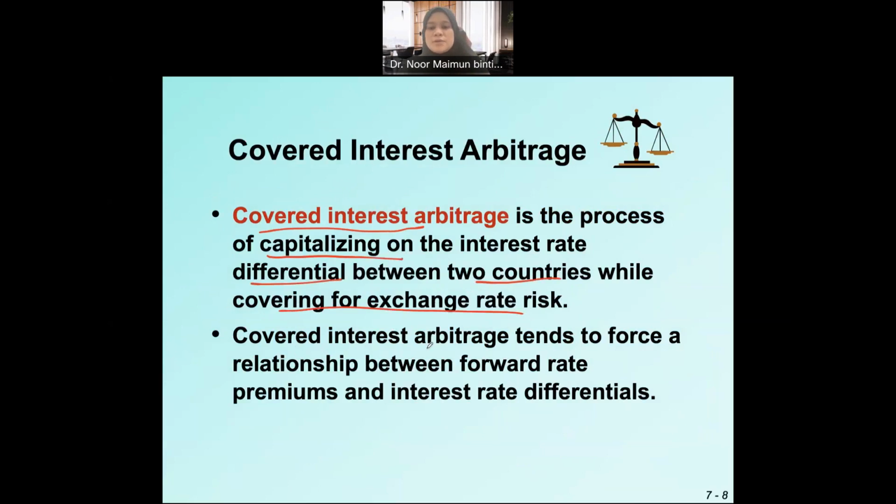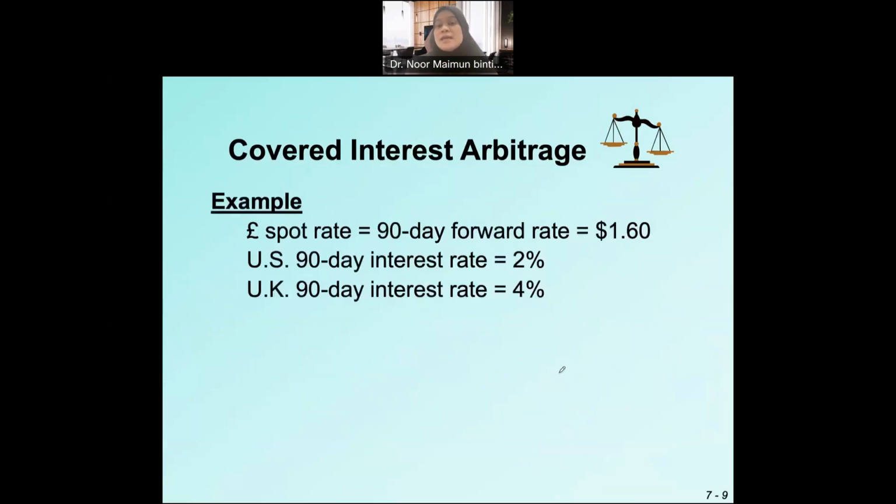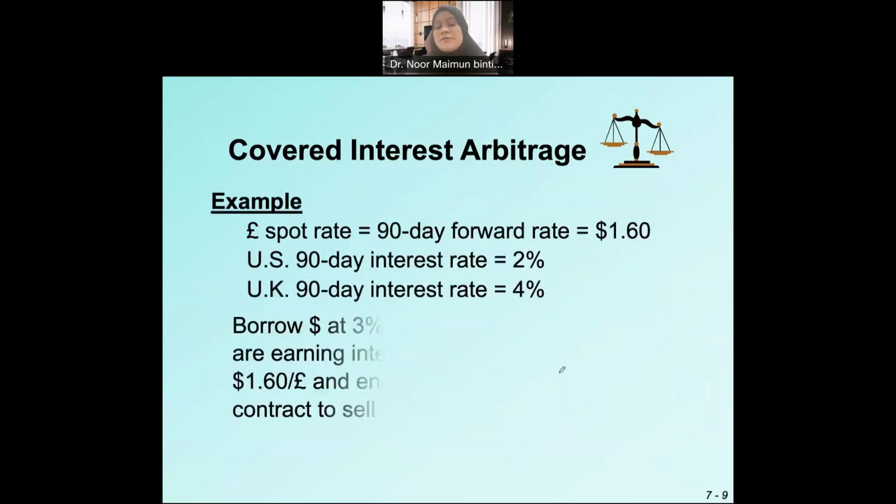Covered interest arbitrage tends to force a relationship between forward rate premium and interest rate differential. So you will have the forward rate and also the interest rate differential. So based on that, you will calculate how much is actually the profit that you make.